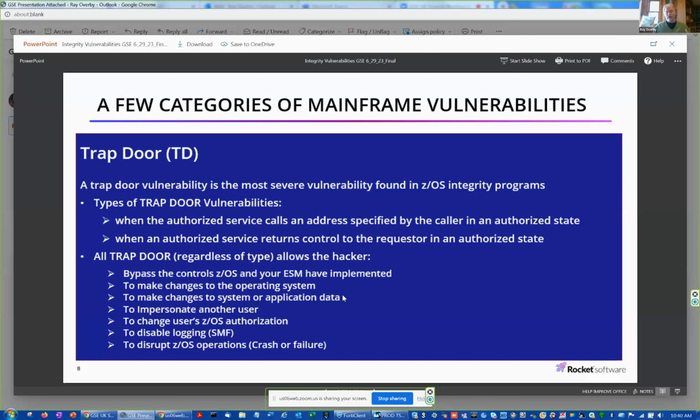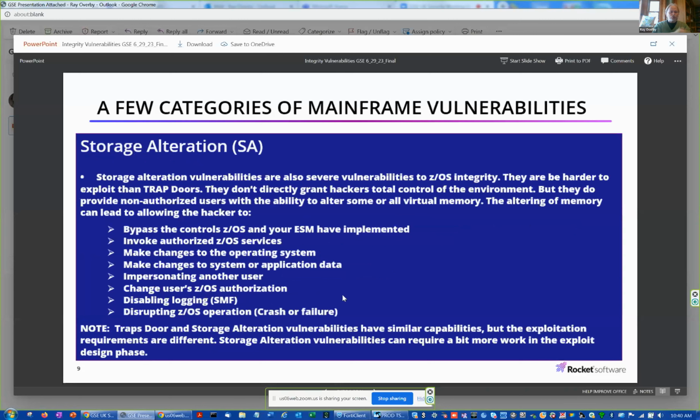So now with these categorizations, you have the capability, and you can also include more people and basically get buy-off from the business side of the house saying, hey, yeah, we really don't want trapdoors on our system. We want them fixed, even though we don't necessarily know what might break because of it. Storage alteration.